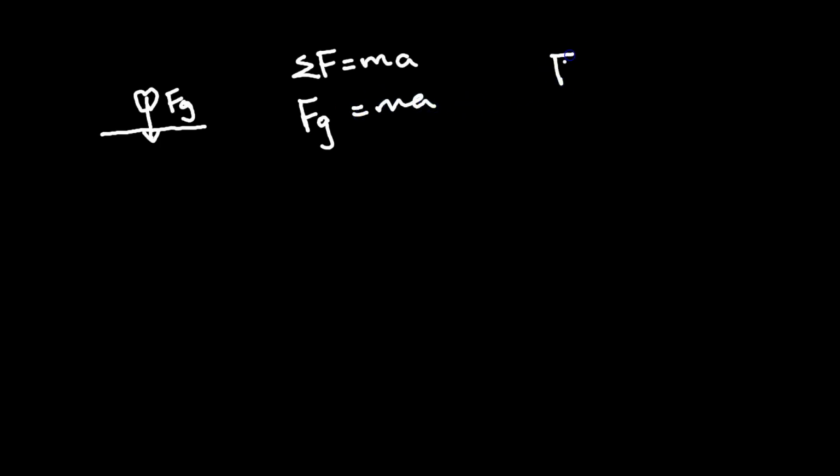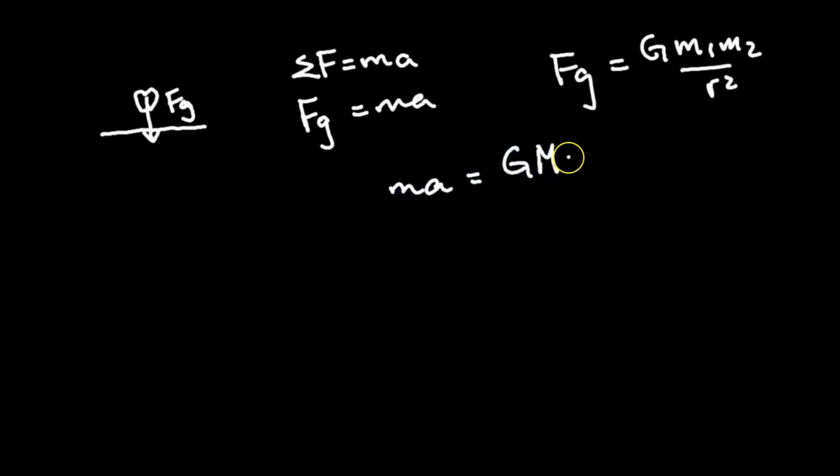Now, we also know the law of universal gravitation, which is Fg is equal to big G times m1 times m2 divided by r squared. So this works for any two masses in the universe. We're going to set these equal to each other, and we get ma is equal to big G times m1, we'll let that be the mass of the planet, m2, the mass of the apple, divided by r squared. Once again, what cancels out? You'll notice that the m's cancel out, and we get the same equation. Acceleration is equal to big G times big M divided by r squared.